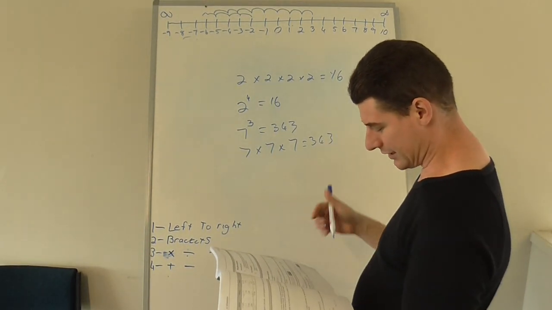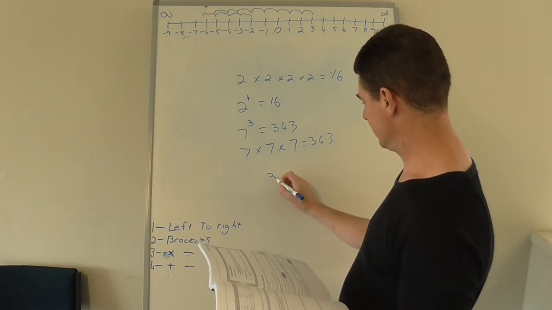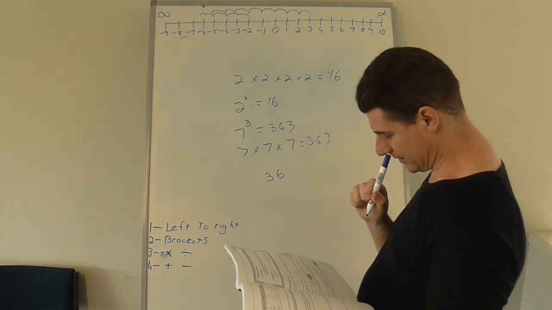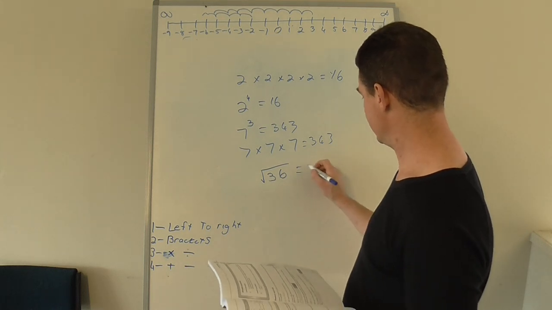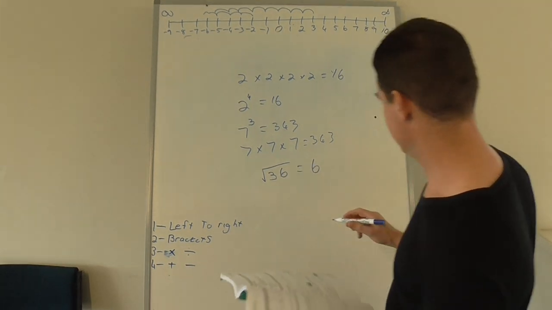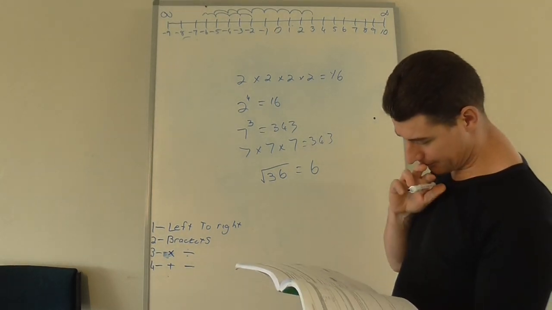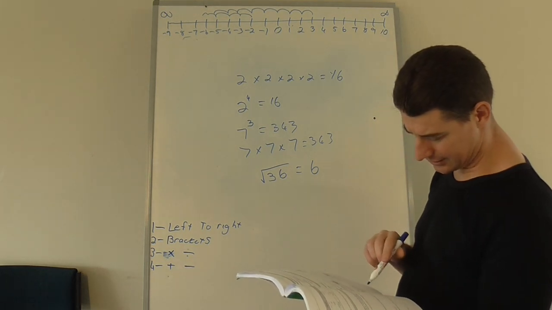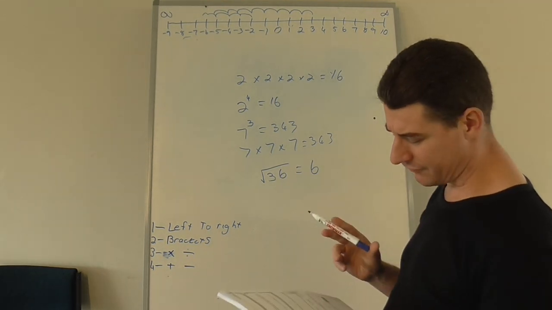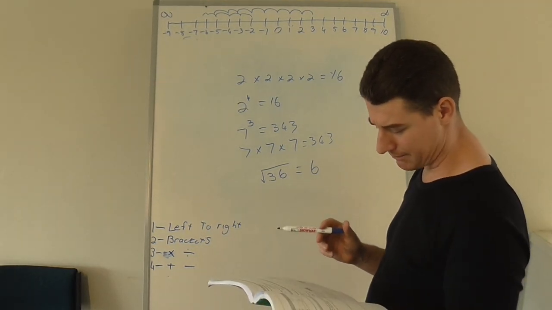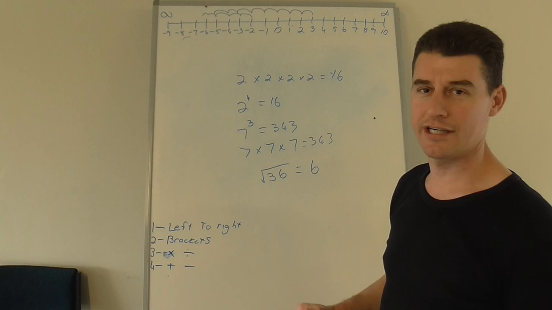So first of all, let's say we've got 36. The square root of 36 equals 6. I'm just reading here quickly. It says here the root is the opposite of power. For example, if we have to find out the positive number that when raised to the power of 2 gives us 36, we would arrive at 6. So the answer is 6.